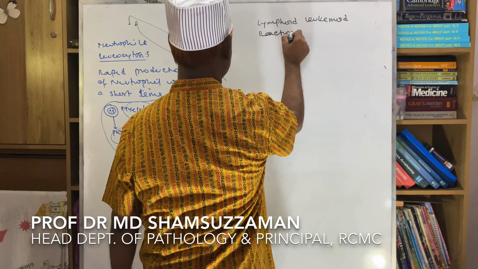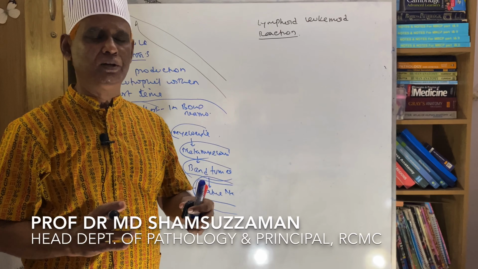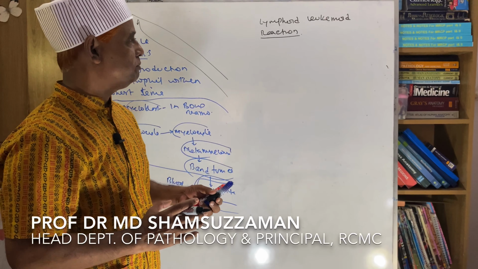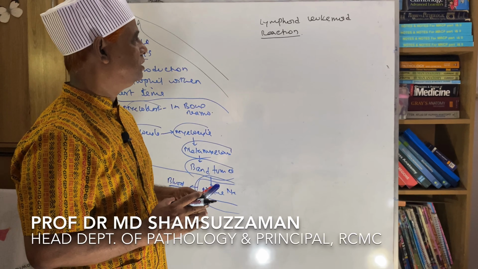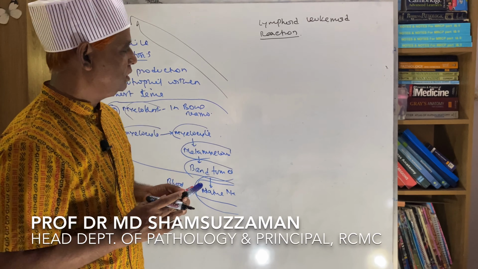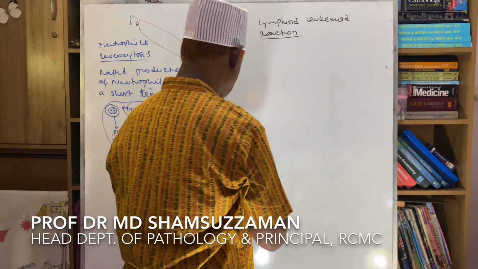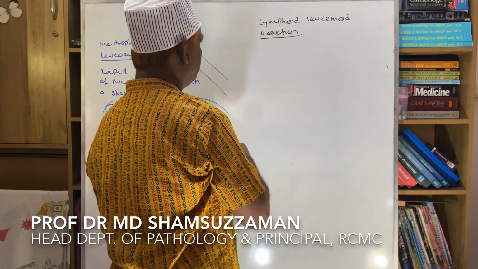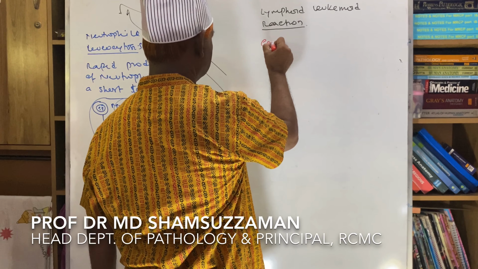Dear audience, if you want to define lymphoid leukemoid reaction, we can say it is a leukemoid reaction that resembles lymphoid leukemia. That type of leukemoid reaction is called lymphoid leukemoid reaction. Now come to the causes of lymphoid leukemoid reaction.